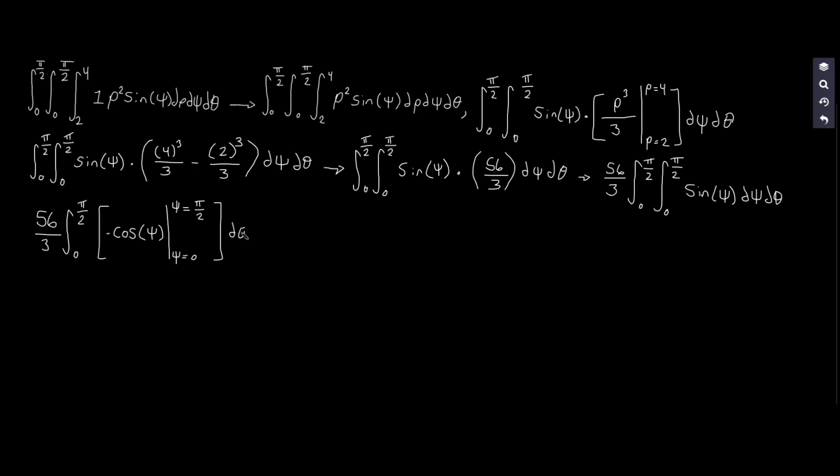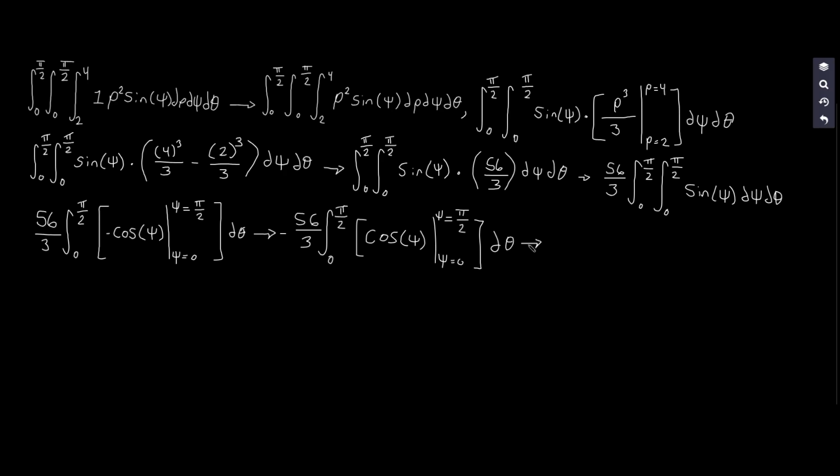Integration with respect to theta. But I'm just going to factor out that negative sign. So what's this going to leave us with? Negative 56 over 3 times the definite integral from 0 to pi over 2, positive cosine of psi evaluated at its bounds, namely psi equals 0 and psi equals pi over 2. Integration with respect to theta.